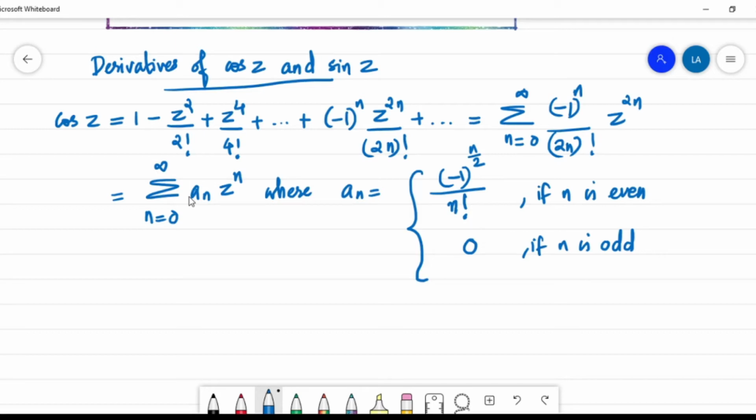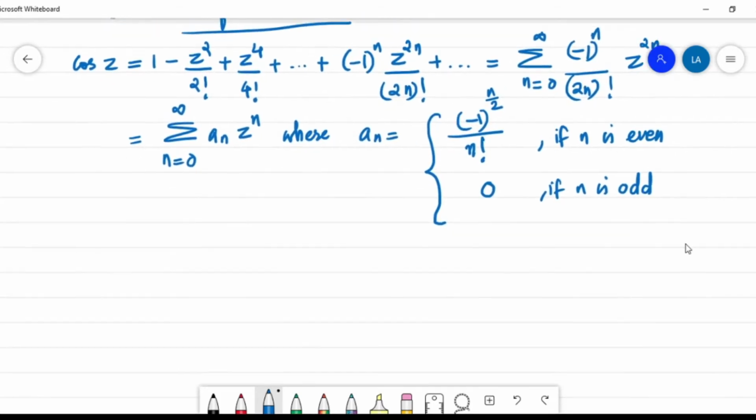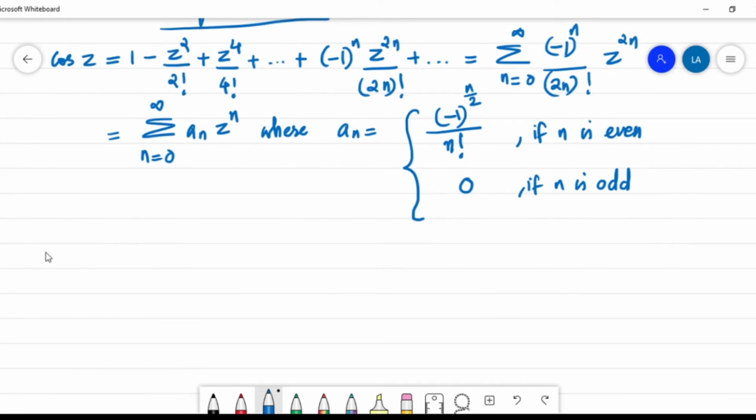Okay. Now, what are we going to do? We are going to find the derivative of cos z. So, note that we are again going to use proposition 2.5b. This is a very important proposition, we are often using it. So, we are having the power series like this.